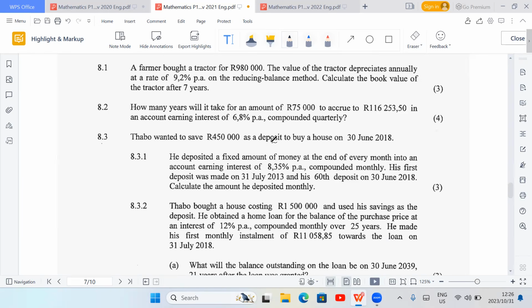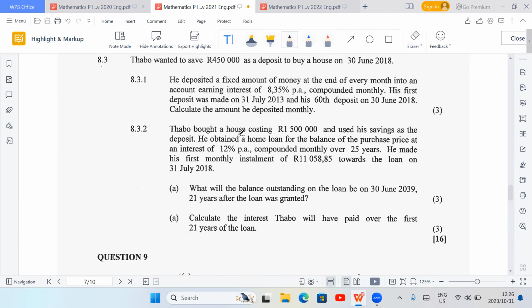Tabo wants to save 450,000 future value, because he wants to save. So that's in the future. As a deposit to buy a house on 30 June 2018, he deposited a fixed amount. Now we already know fixed amount, future value formula, right? Tabo bought a house costing 1,500,000. He obviously took a loan. I do not even need to read the whole statement. He obtained a home loan for the balance of the purchase. So you obtained a home loan, present value.